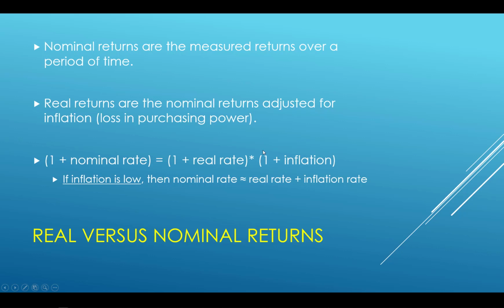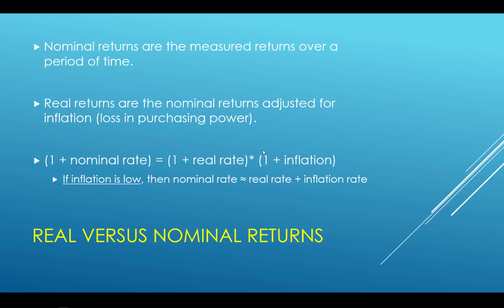to nominal versus real returns. Nominal returns are the returns that we measure over a particular period of time. When we say we invested $1,000 and had a 16% return, that is a nominal return. A real return is what we get when we adjust a nominal return for inflation. That is to say, we take into account the loss in purchasing power that occurs over the life of our investment.